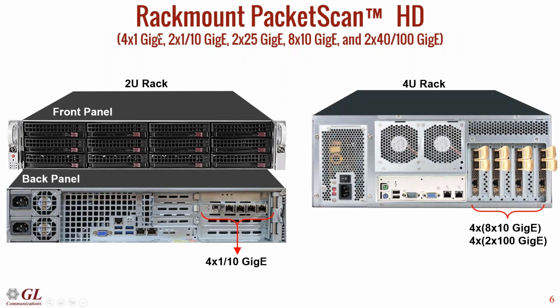Okay, here's the rack mount version. Depending on how many network interface cards and how much horsepower you need, we can supply you with either a 2U rack mount system, or we can go up to a 4U rack mount system. Here you see a 4U system, which has 4 network interface cards, and they each have 2 100 gig Ethernet ports on them. So it's a very powerful system.